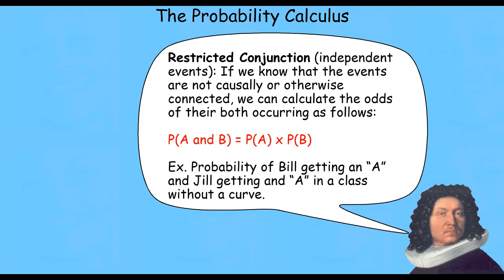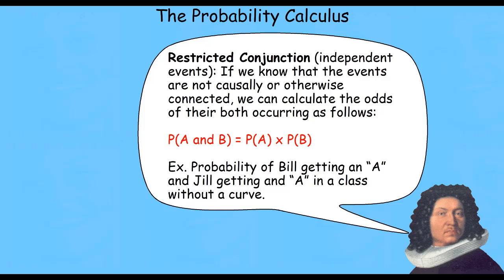Our first rule is the restricted conjunction rule. The restricted conjunction rule applies whenever that condition holds, namely that the events are independent of each other. So one's happening doesn't affect the likelihood of another one happening. So if we know that the events aren't causally or otherwise connected, we can calculate the odds of their both occurring using the restricted conjunction rule, which tells us that the probability of A and B equals the probability of A times the probability of B.